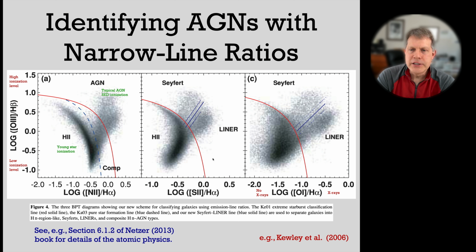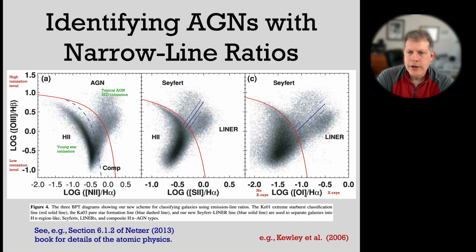Okay. These diagrams, by the way, are referred to as BPT diagrams, or Baldwin-Phillips-Terlevich diagrams, after the people who originally started utilizing these diagrams for these types of purposes. Although the studies have been well advanced over the years since then. And again, these characteristic line ratios tell you a number of things. As I mentioned already, the O3 to H beta ratio distinguishes high ionization levels from low ionization levels.